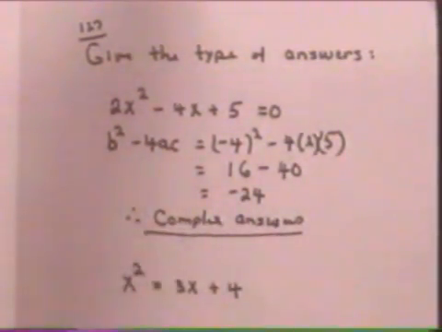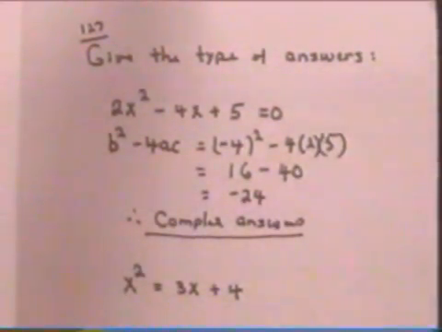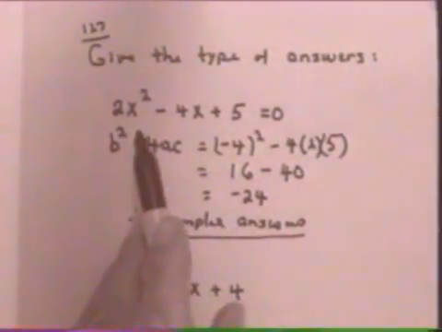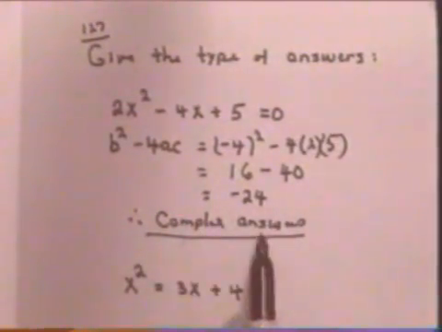If you're doing an application that requires real answers, you can stop now and not do any more work. So another advantage of knowing the discriminant is that it tells you the type of answers. Notice the discriminant does not tell you the answer. It only tells you the type of answer. So 2x squared minus 4x plus 5 has complex answers.